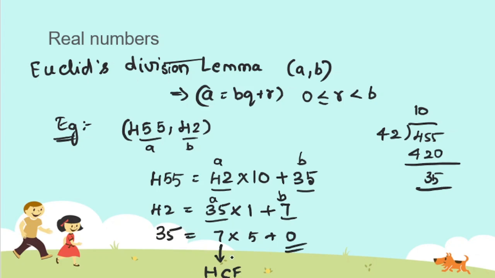So here your HCF is equal to 7. So this is how you will find the HCF by Euclid's division lemma. Clear?